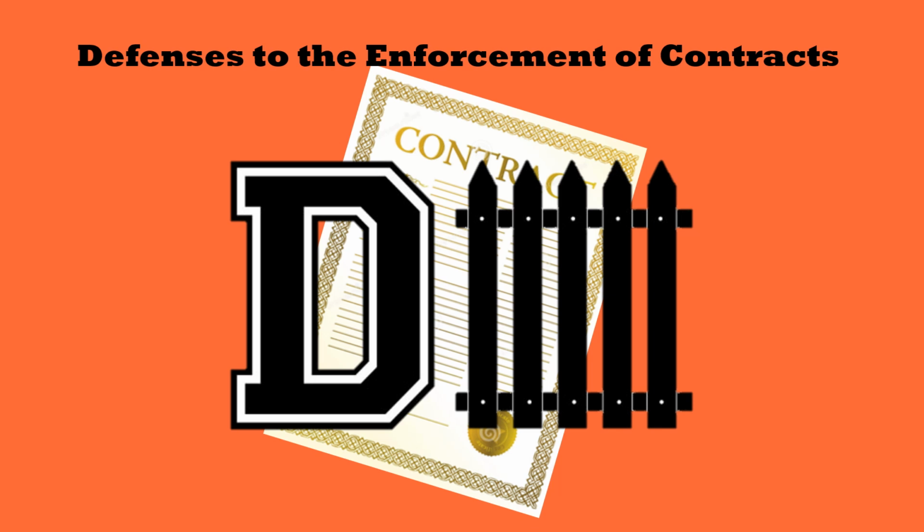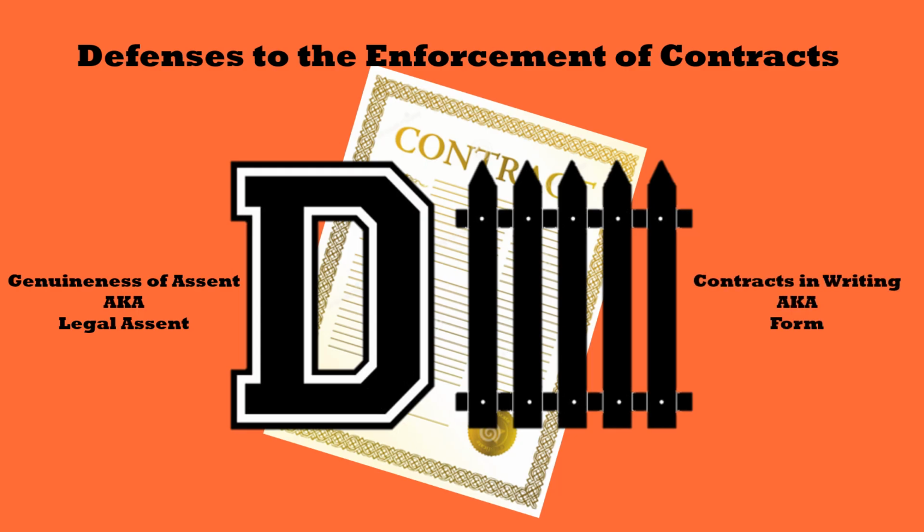Defenses to the enforcement of contracts. Now, you remember there are two things that fall under defenses to enforcement of contracts. The first is genuineness of assent, also called legal assent. And the second is the contract's writing requirement, also called form.